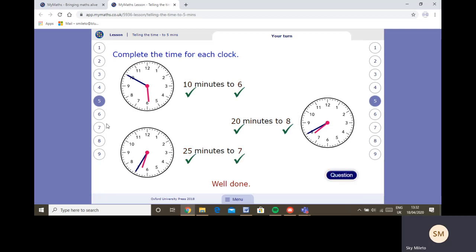Well done if you'd done that before. I'd done it as well. If you'd done it on your own lesson and you got them, well done.